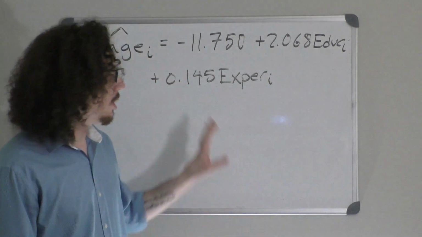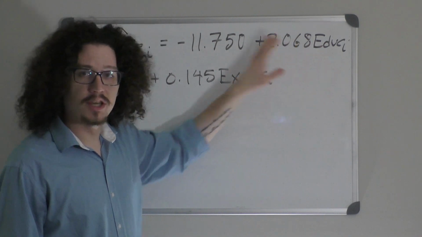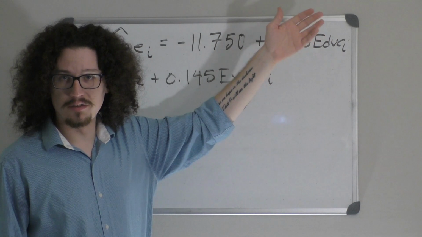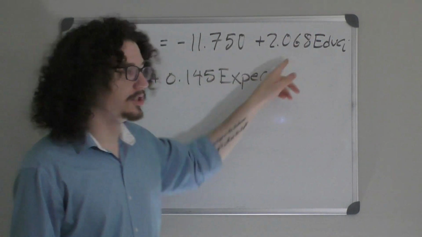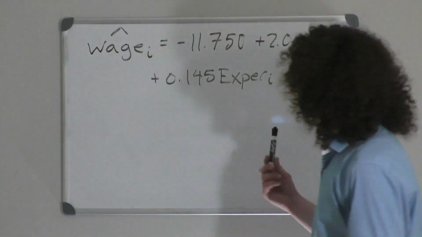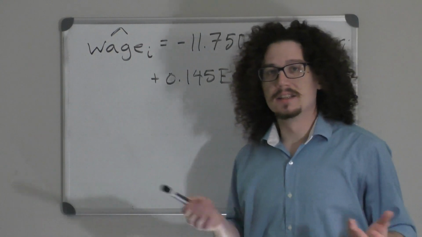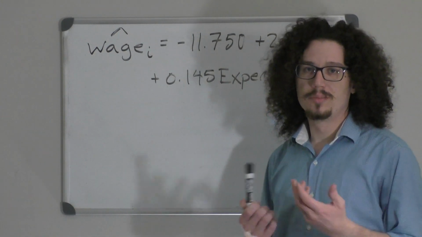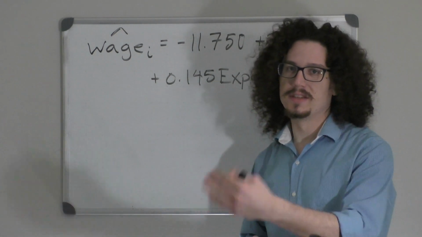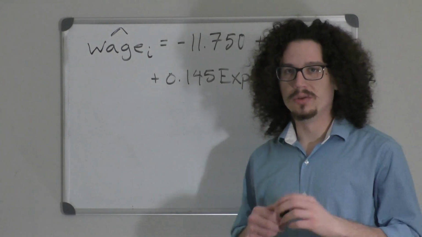All right, that is under the assumption that experience doesn't change. So all else equal, right? If nothing changes but an individual gets an additional year of education, I would expect their wages to increase by $2.07. All right, again, a couple of things we need to look out for when we're interpreting these, right? What the sign is of our coefficient. If it's positive, that's going to show us an increase. If it's negative, that's a decrease.